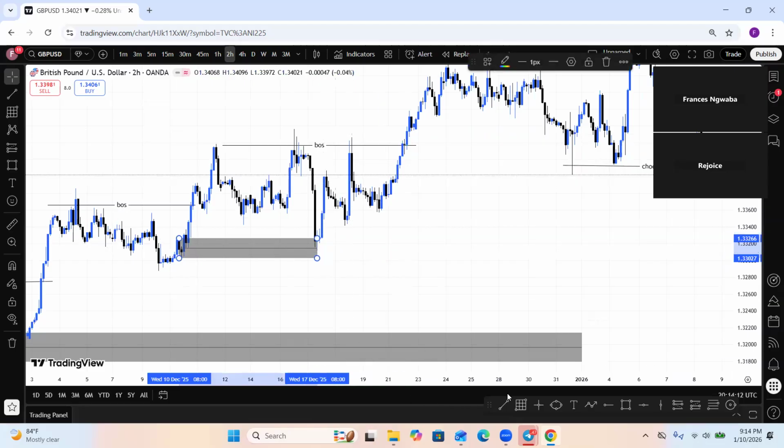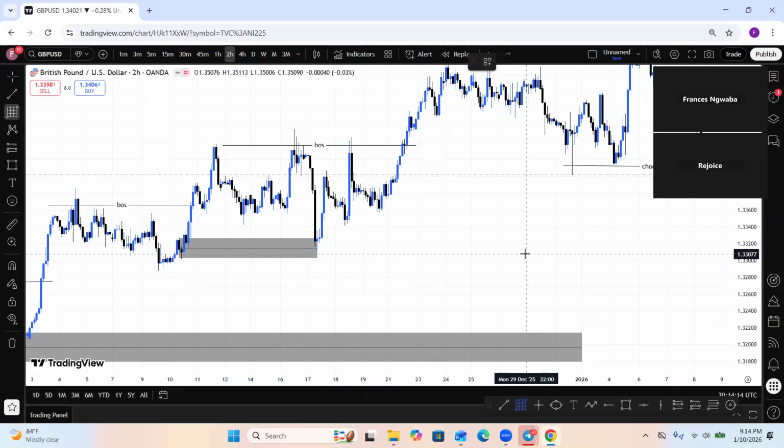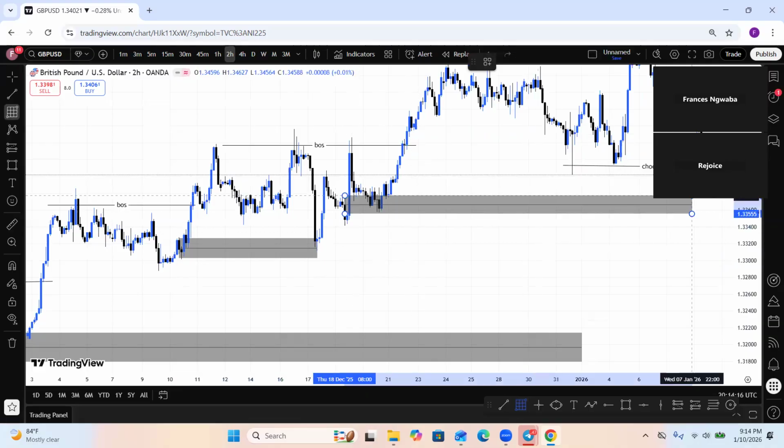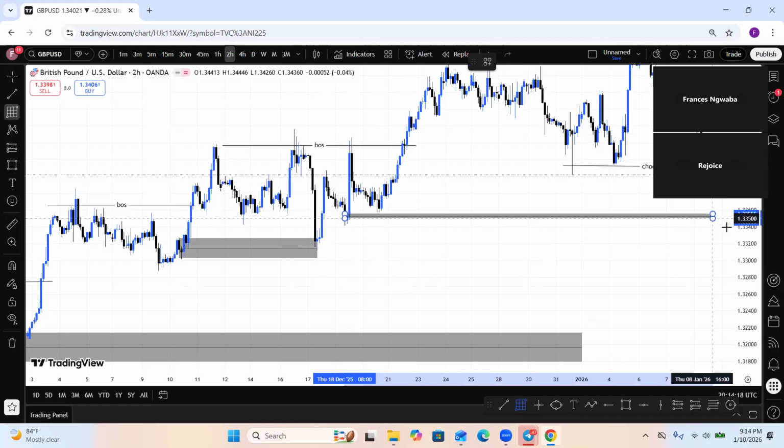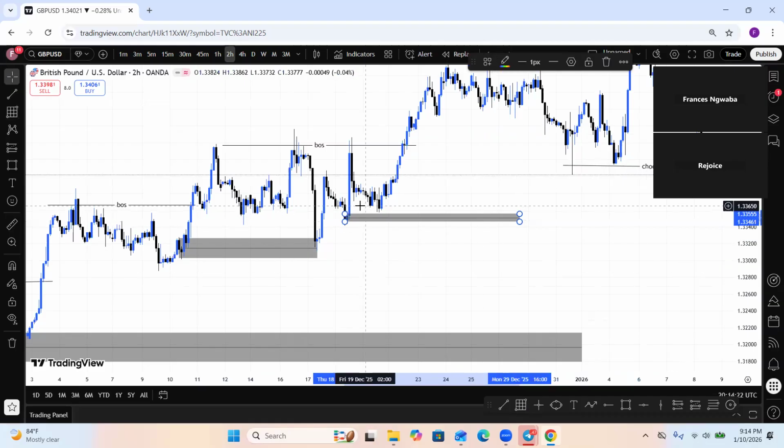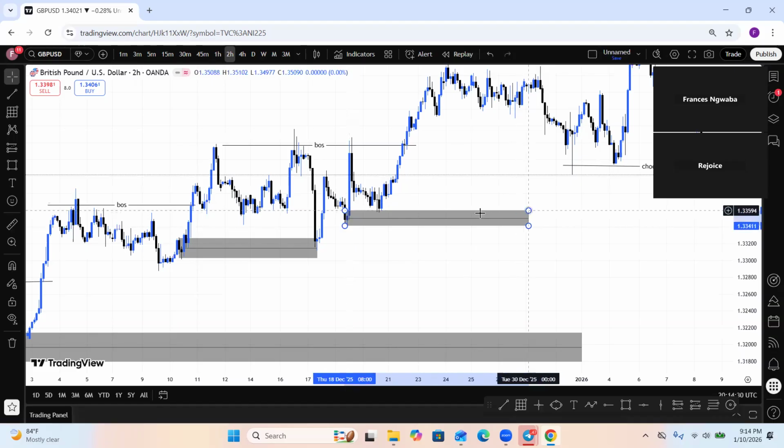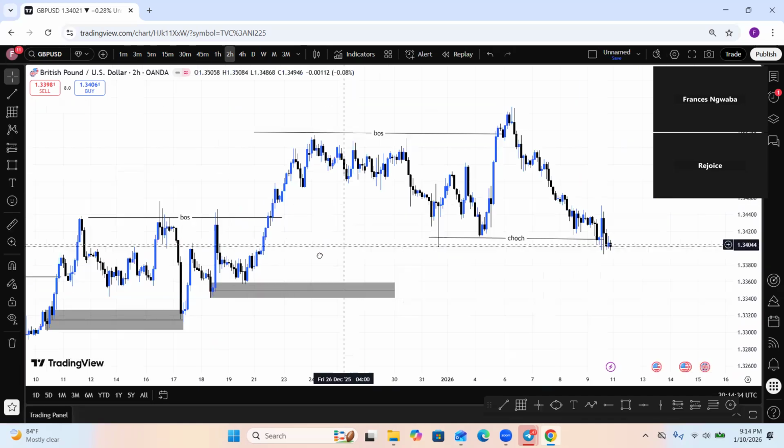So this break of structure now has given us this order block here, this order block that is here, and it has tapped. You can see what happened. It came and it tapped.